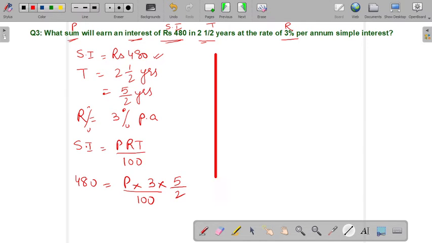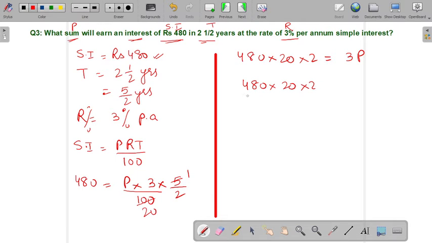So what should be next step? To do the cross multiplication, or we can cancel the term also by doing it like this. So now to find out the principal, we will do the cross multiplication. So it would be 3p, 3 multiply p, so it would be 3p, and 480 multiply 20 multiply 2. So 480 multiply 20 multiply 2 upon 3 would be the value of p here. Now we will cancel it. This goes with the 3.